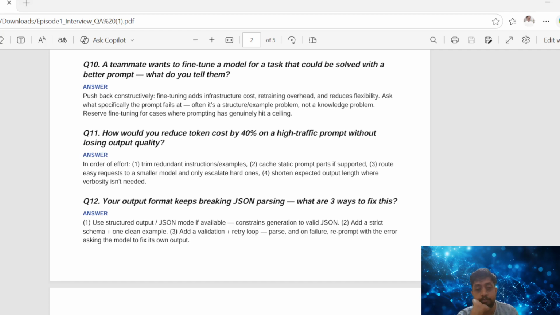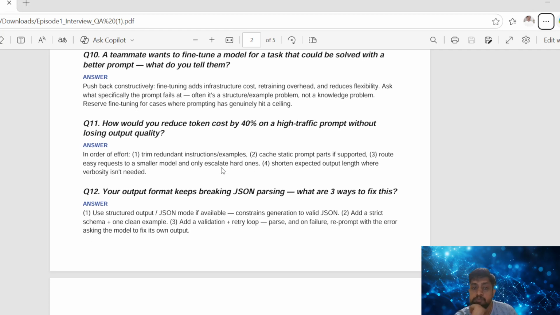I am not telling you guys to use a cheaper model, but I am telling you to use a way where you are using good models and you are actually reducing the tokens, or reducing the cost, for the company. Okay, next question guys.